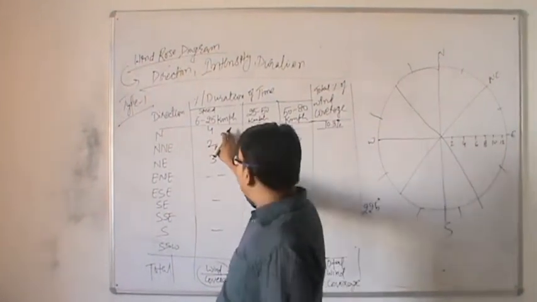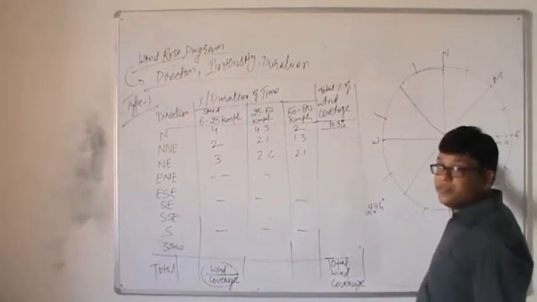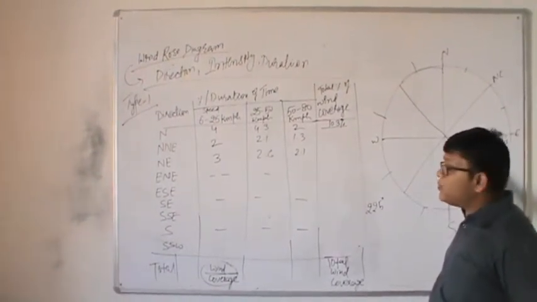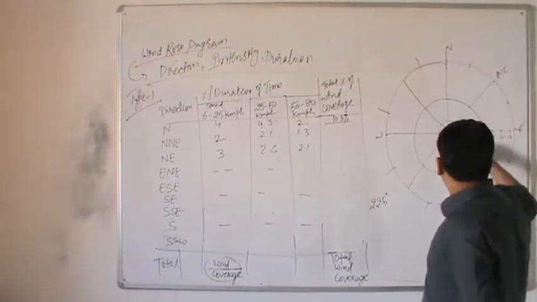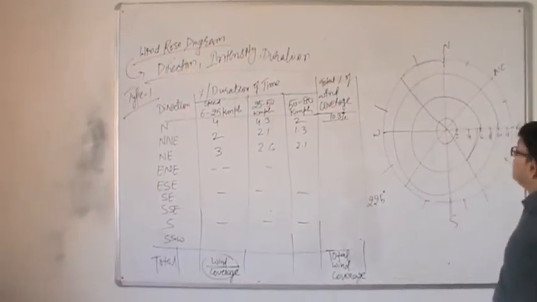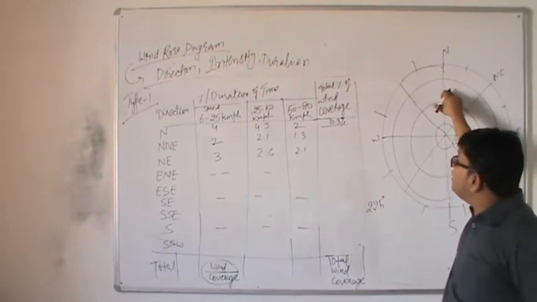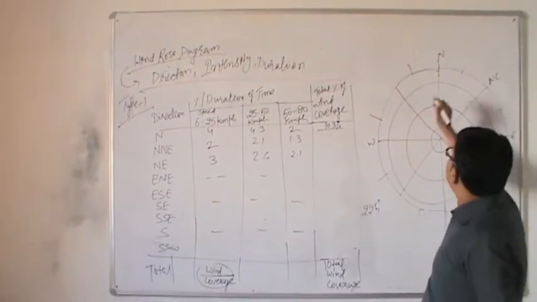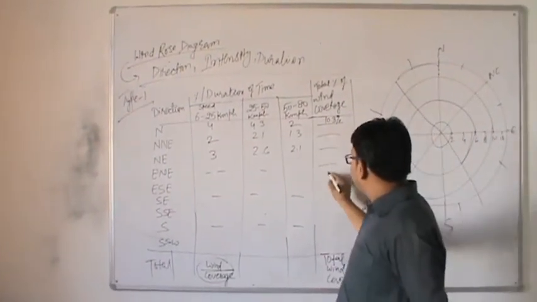Here we have the percentage of time. In the north direction we have 10.3, so we will mark here 10.3, or rather than doing this we can also draw concentric circles. The radius of those concentric circles represents the duration of time. Similarly, the radius of this concentric circle represents 10% of time in a year. In the north direction you can see from here that for 10.3% of time the wind is blowing in the north direction. From here this is 10%, somewhere it will be 10.3. Similarly, we have to do the calculation for each and every direction.